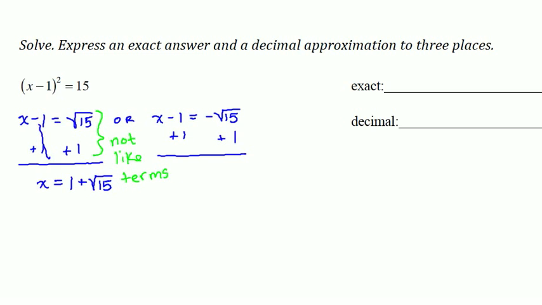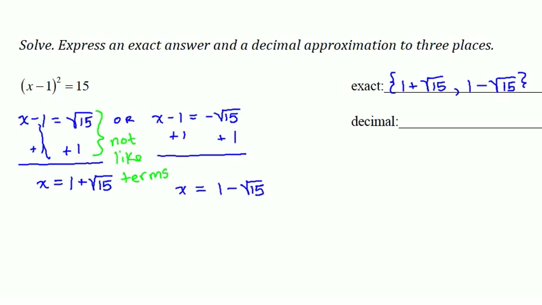I'm going to end up with x equals 1 minus the square root of 15. It's okay to put the terms in either order, but it is a little bit more common to put the irrational term second. So my exact solutions are these ones that I get just by simplifying as much as possible: 1 plus the square root of 15, comma, 1 minus the square root of 15.